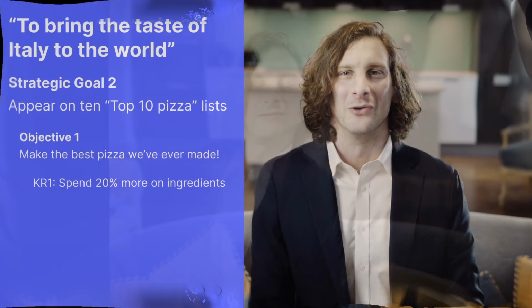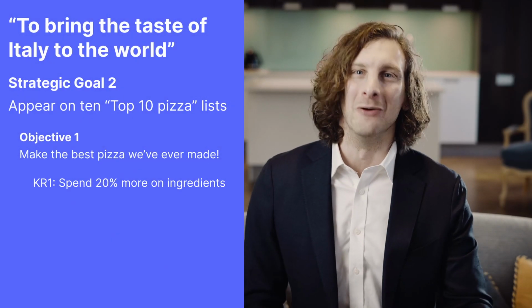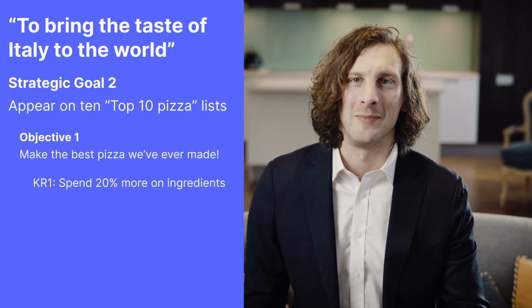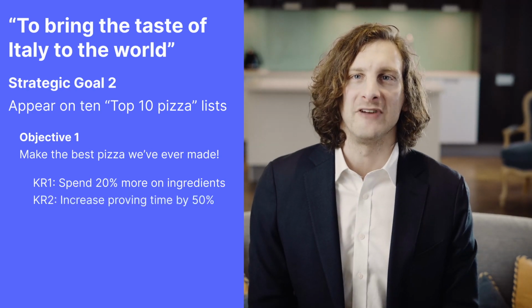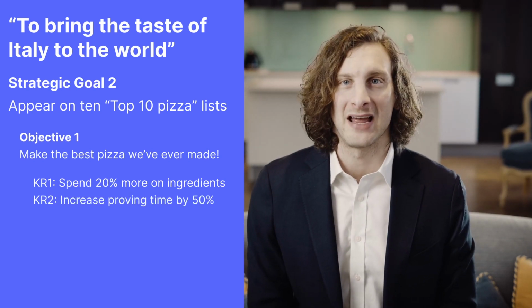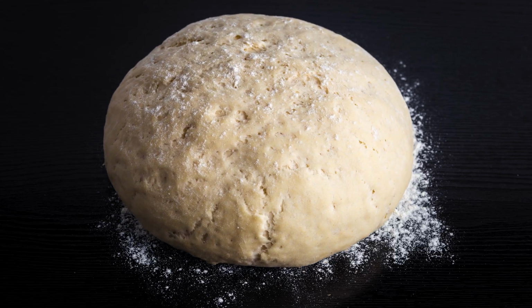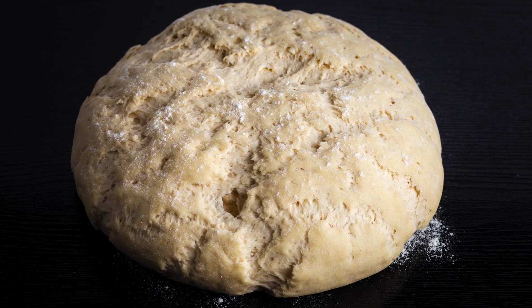How are we going to determine if whatever we do underneath is going to come true? I'm going to pick 4 key results: 2 input results and 2 output results, which, if we hit them, will mean that our objective of making the best pizza we've ever made is hit. The first one, an input, is we are going to spend 20% more on ingredients. Of course, if you have better quality ingredients, you're more likely to make the best pizza you've ever made. We are going to increase the proving time of our dough by 50%. We think that if we let the dough prove for longer, it's going to become more flavorful.